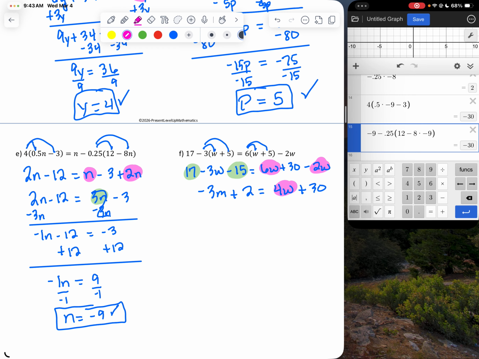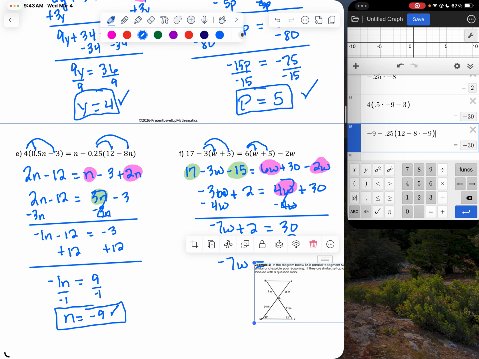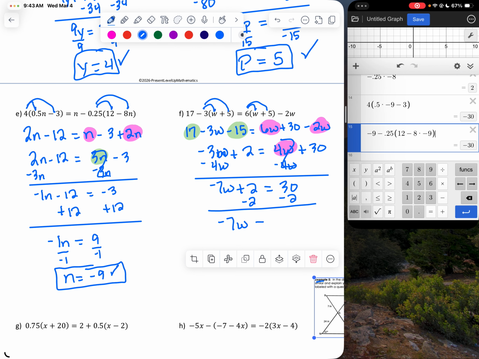Then as my next step, I moved the 4w to the opposite side, so I subtracted 4w. Not 4m. Yeah, I don't know why I wrote m there. So that would be negative 7w plus 2 equals, this zeroes out, and I'm left with 30. I subtracted 2 to get negative 7w equals, let's see, 28, and then I divided by negative 7, which gives me w equals negative 4.